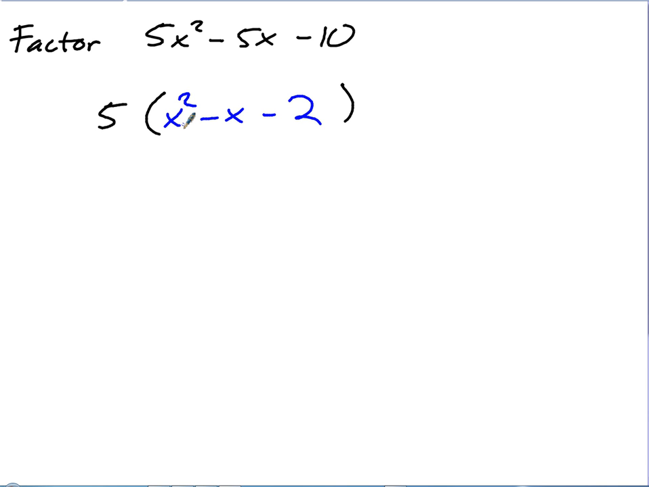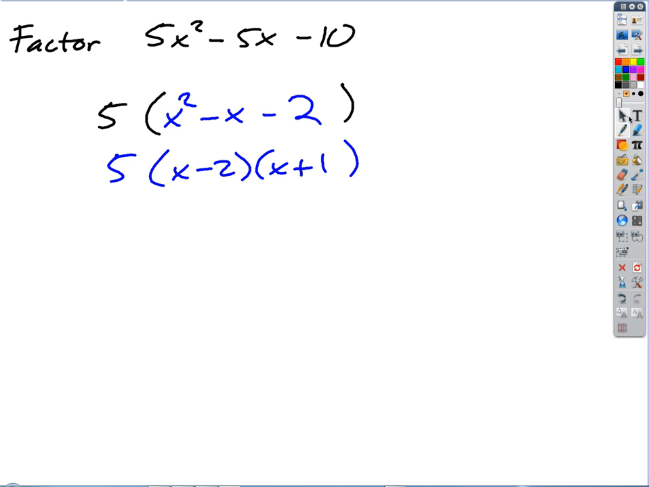Good. So this breaks up into x minus 2, x plus 1, and then we've just got that 5 out front. That's the answer. That's how we'd write it. We've got 3 factors there: the 5, which is a constant factor, and then the 2 factors with the x's in. Okay, the other thing that people are running into is special patterns.